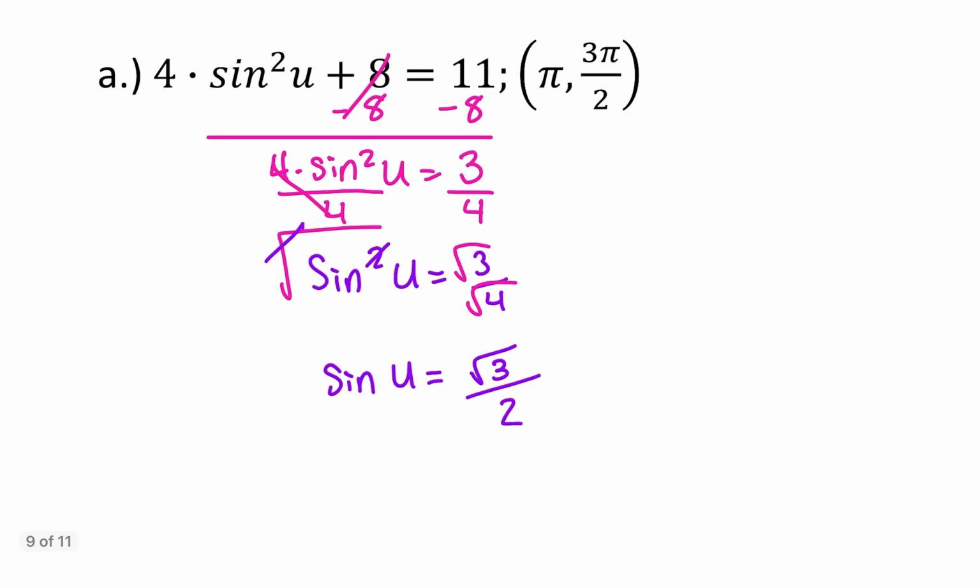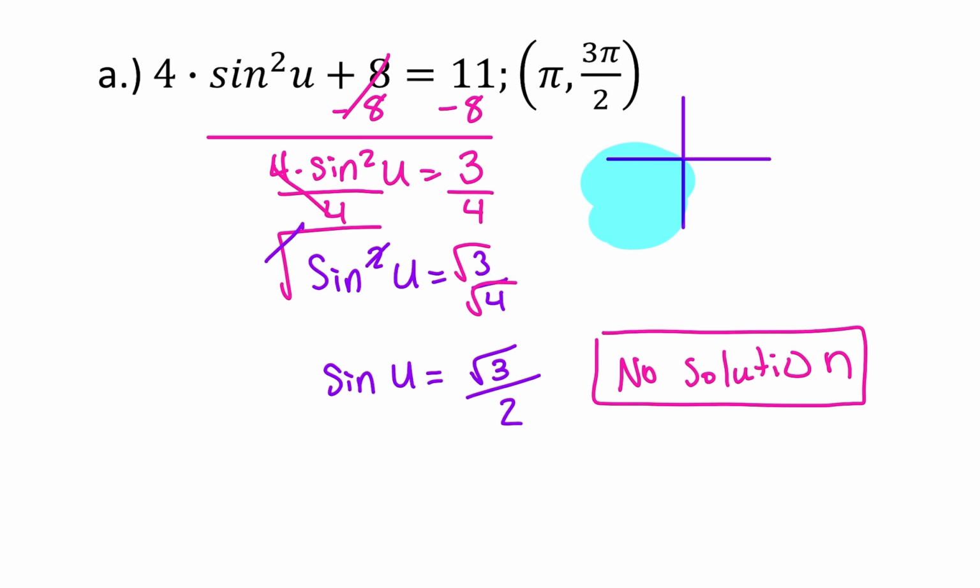So we have to ask ourselves, when does sine equal square root of 3 over 2? But I can only pick answers between pi and 3 pi over 2. In other words, I'm only using quadrant 3 because pi is right here and 3 pi over 2 is right here. So I'm only using these answers here. Well, is sine even positive there? Considering sine is the y-coordinate, they are not positive here. So I can tell you right from this, we would have to say no solution because it is not positive in the third quadrant.